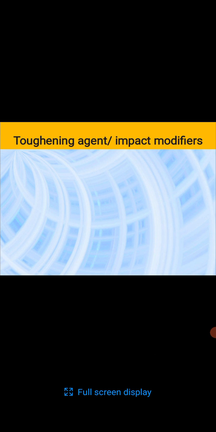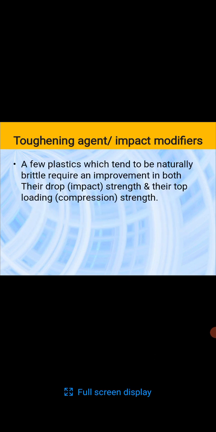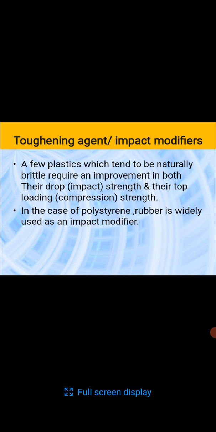Toughening agent, impact modifier. A few plastics which tend to be naturally brittle require an improvement in both their drop impact strength and their top loading strength. In the case of polystyrene, rubber is widely used as an impact modifier.